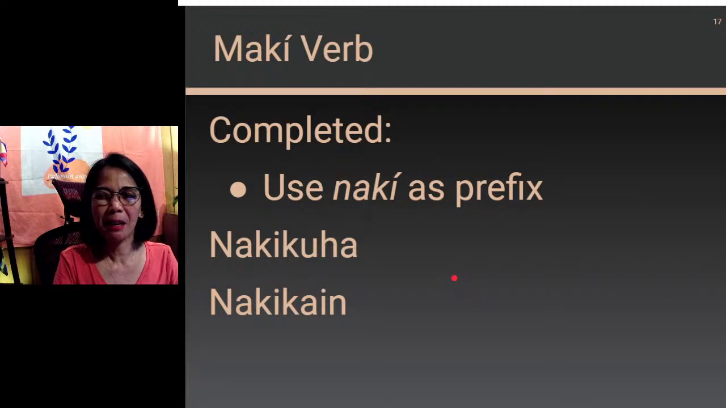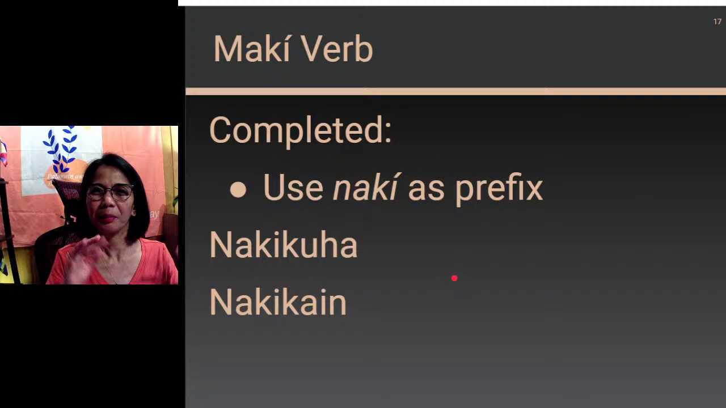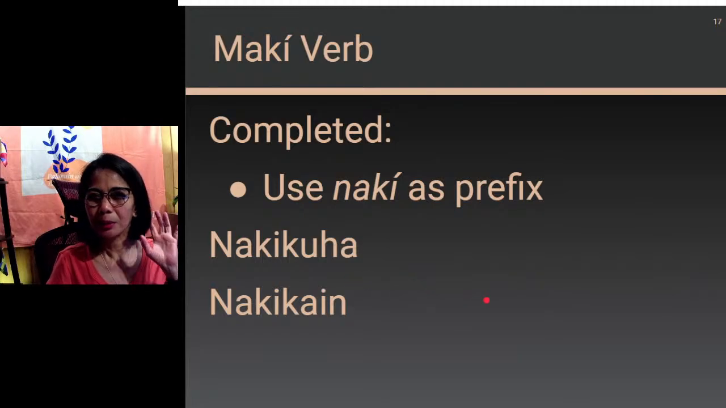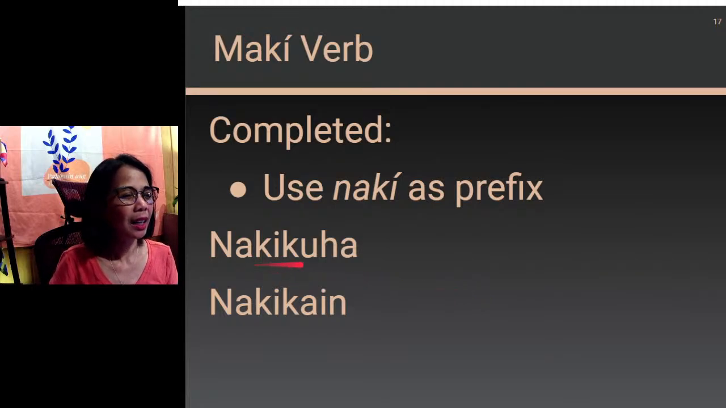Nakikuha kami ng pasalubong. It's good. I hope even without text here, you are able to listen and follow my Tagalog. Nakikuha kami ng pasalubong. What does it mean?